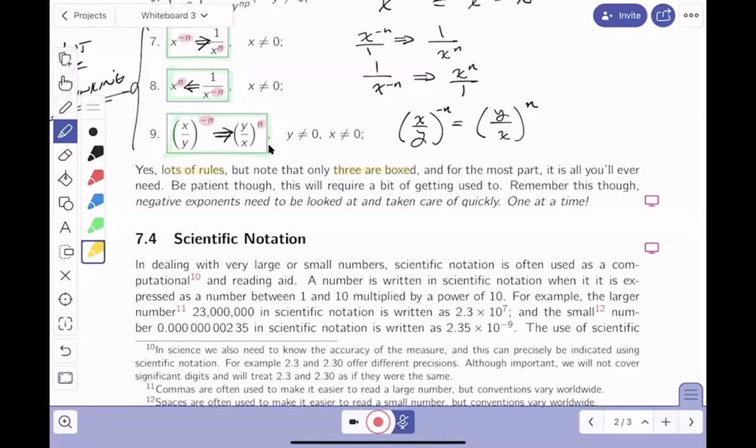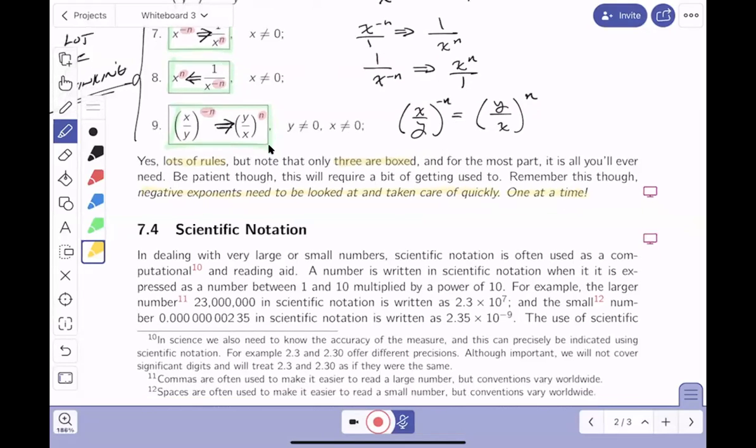All right. We are going to be very careful when we do this. Here's the trouble though. Negative exponents need to be looked at and taken care of quickly. My goal here is one thing at a time. All right, let's go to scientific notation next.